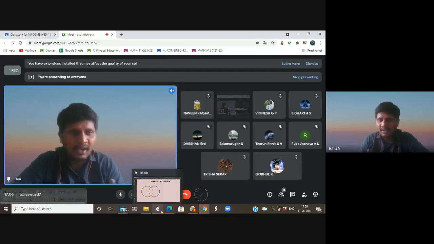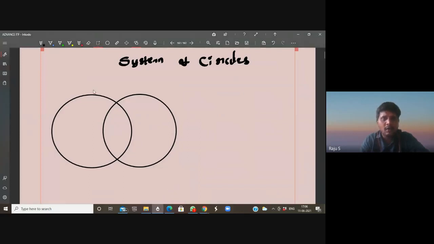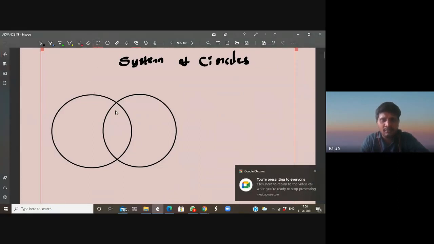Concentrate on the special radical axis and radical center, which are important for JEE Advanced. I want to find the angle between these two circles.